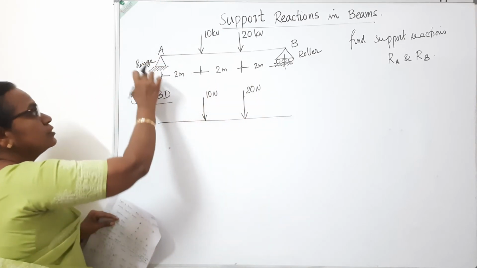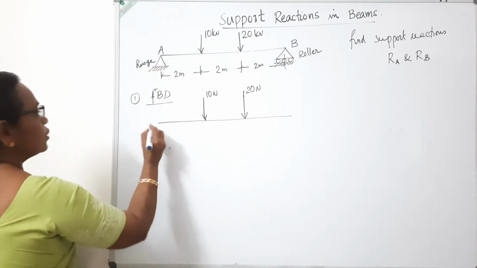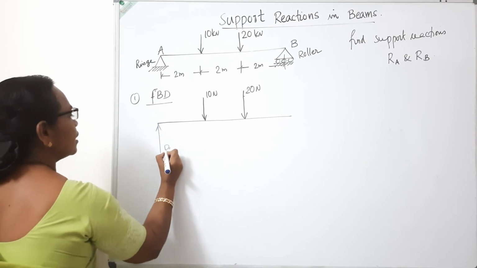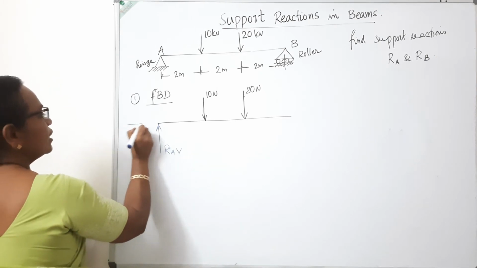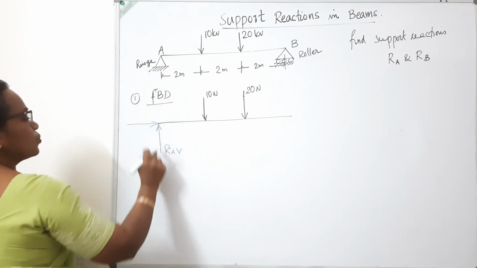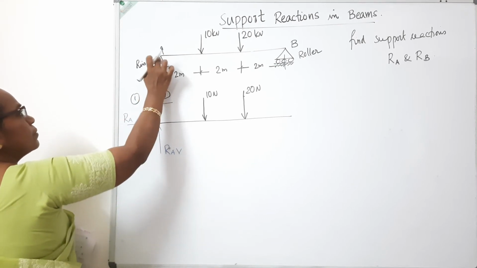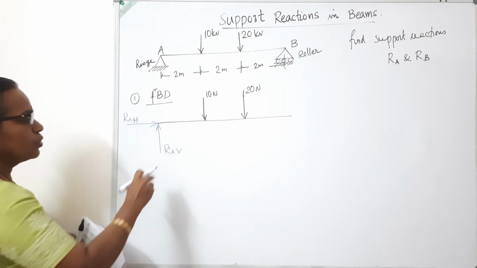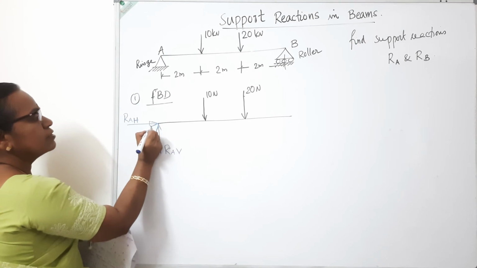Then free the support. Once I remove that support, instead of that I have to mark the reactions. Reaction RA, vertical component RAV, and a hinge. There will be two reactions. So RAV and RAH. A refers to this joint and H refers to horizontal. So RAV and RAH, these are the reactions at this hinge end.